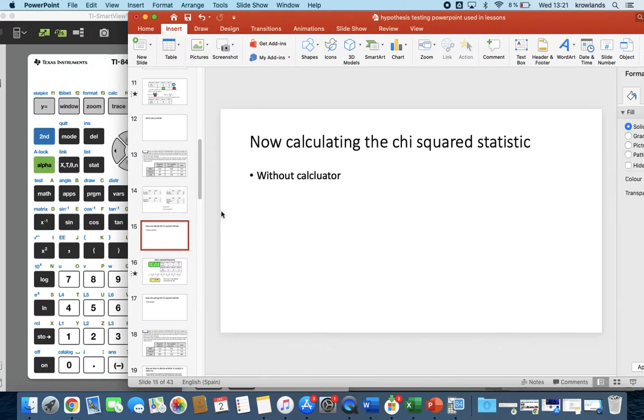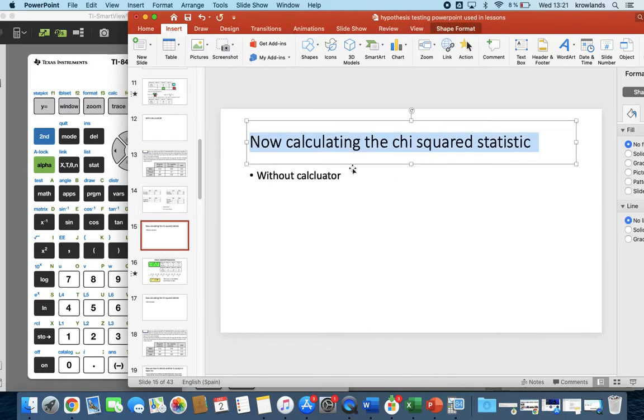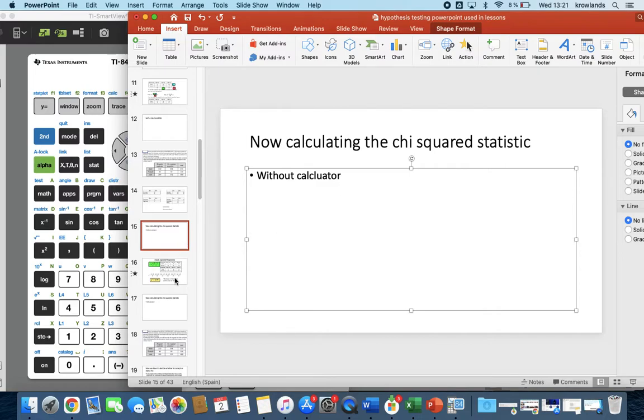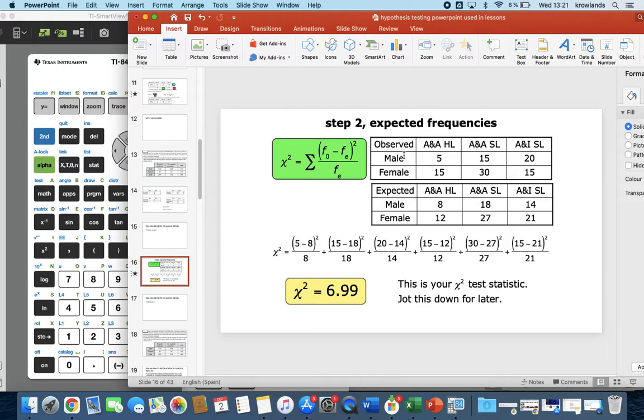Continuing on now, we want to talk about the chi-squared statistic. So this is our observed and expected from before. This is going to be our chi-squared statistic formula. Now it looks complicated, but it really isn't complicated. I would like you to copy down this formula now and pause the video.